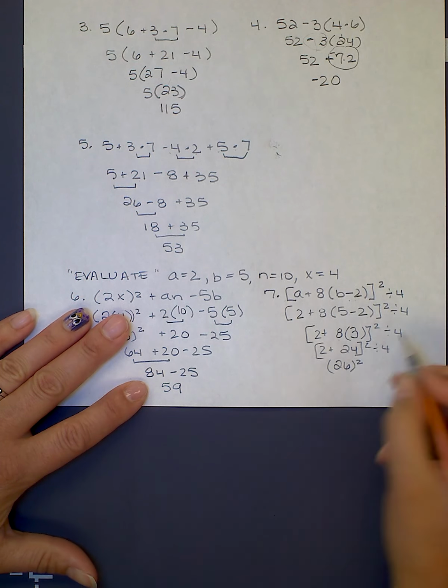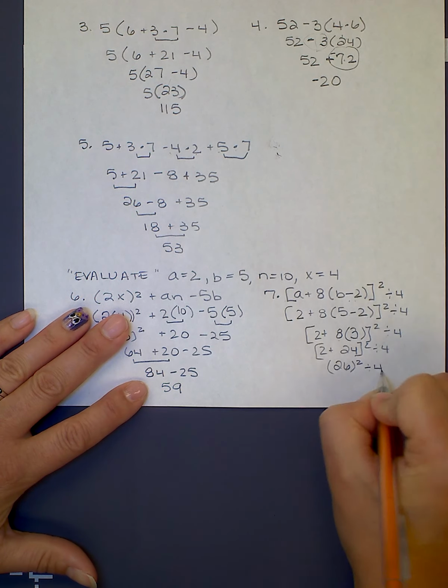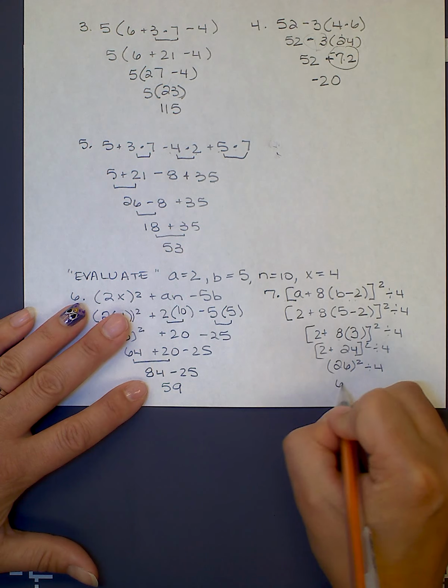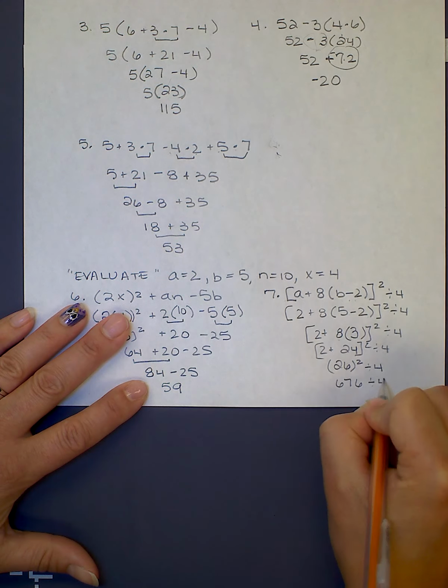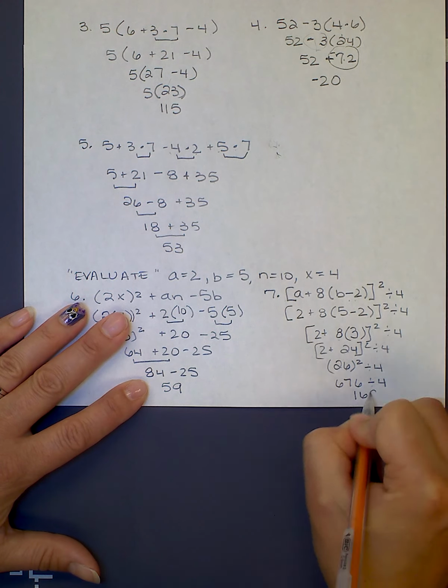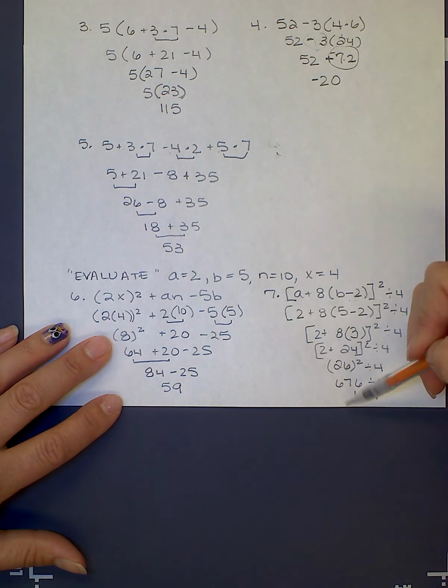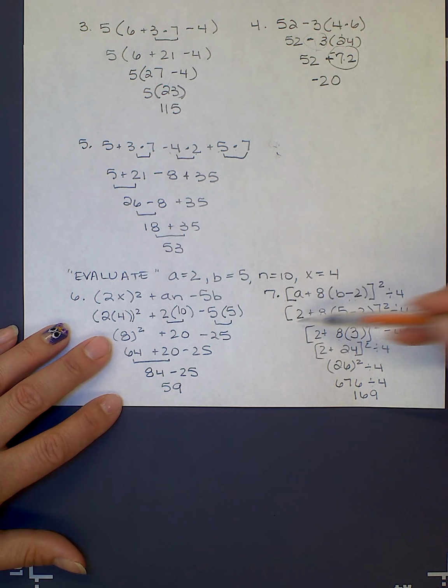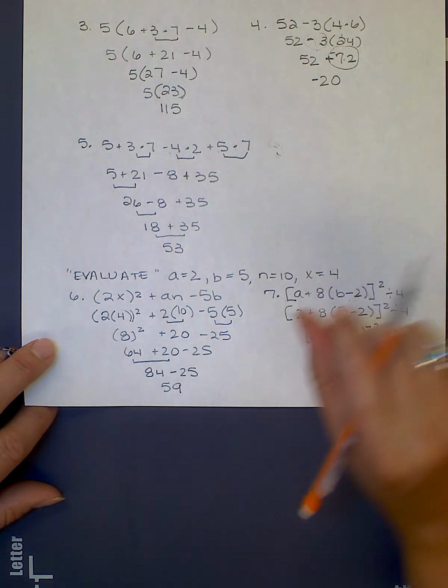I can change those parentheses if you want. It means the same thing. 26 squared gives you 676, and we finish that out by dividing by 4, and we get 169. Still working in our funnel, working from the inside out of those parentheses. A couple more examples. Number 8.